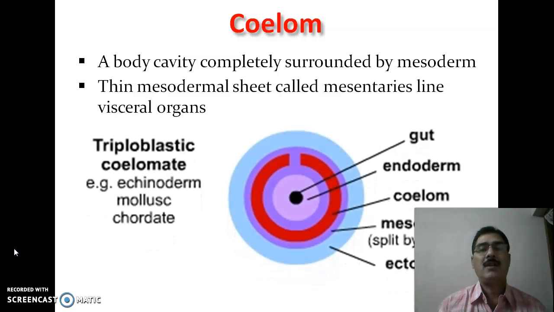Now let us take the example of triploblastic coelomates. The examples are echinoderms and mollusks here. You can see the mesoderm which is split by the coelom. There is ectoderm, mesoderm, presence of a coelom, then there is the innermost mesoderm. So on both sides mesoderm is present surrounding the coelom. There is the presence of a gut, and the gut is surrounded by the endoderm.